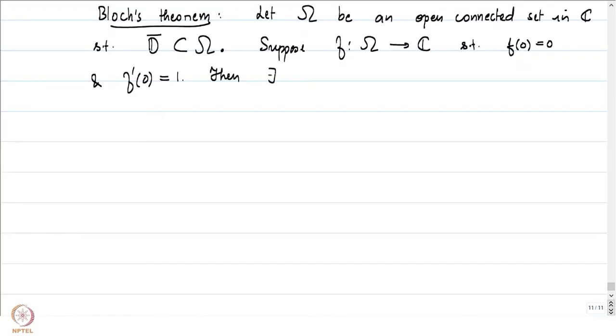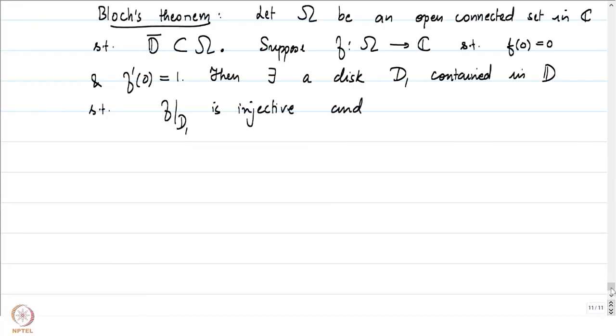Then the conclusion tells us that there exists a disk. Let us call the disk D1, contained in D, such that f restricted to D1 is injective, and further if you look at f of D1, it contains the disk of radius 1 by 72 in its image, which in particular is contained in f of D. Notice that 1 by 72 is an absolute constant here, which does not depend on f. So, for any function f which is defined in this manner, we will be able to prove that the disk of radius 1 by 72 is sitting inside f of D.